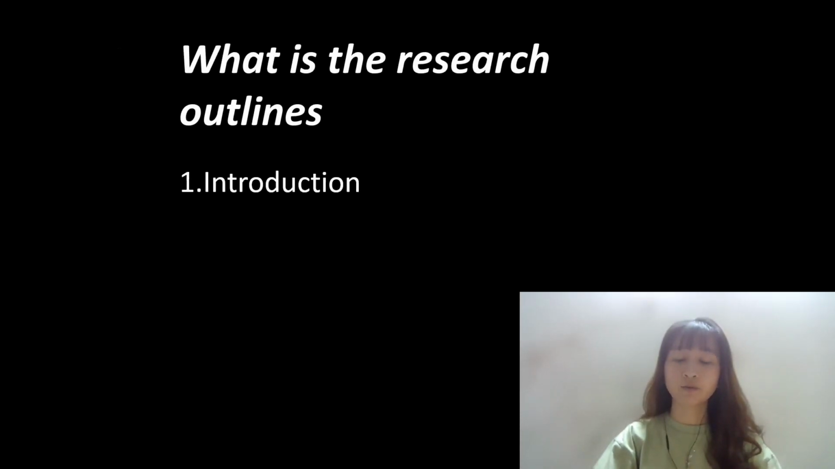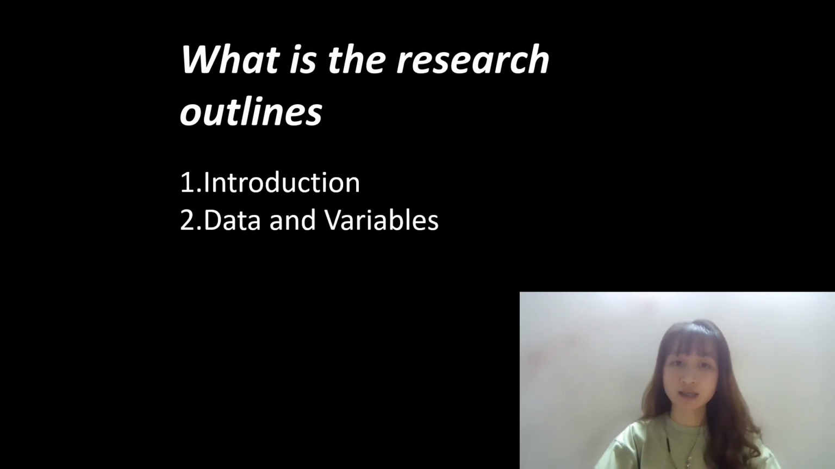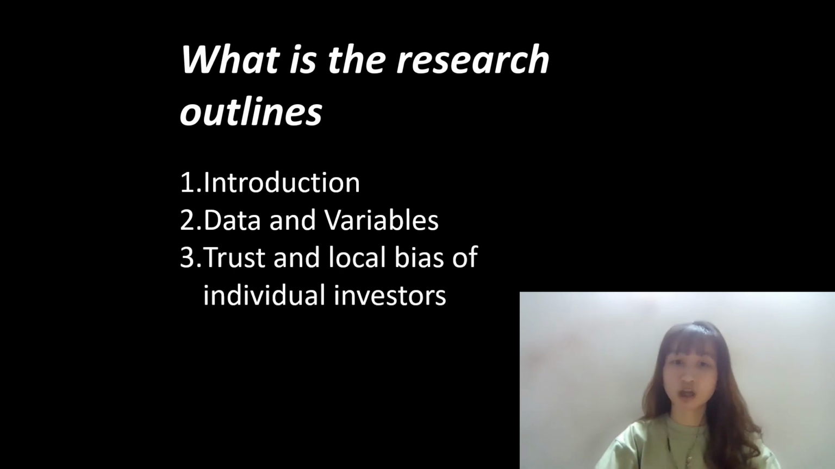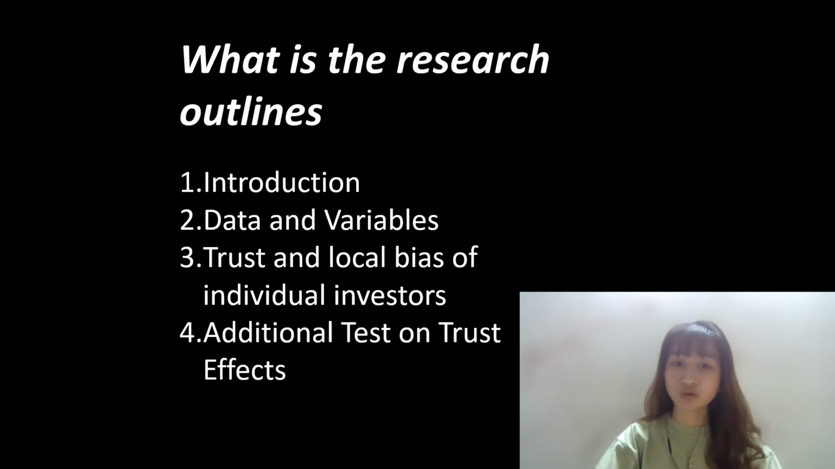The research outline has five parts. The first is the introduction, the second is data and variables. Next, we have trust and local bias of individual investors, additional depth on trust effects, and the final conclusion.